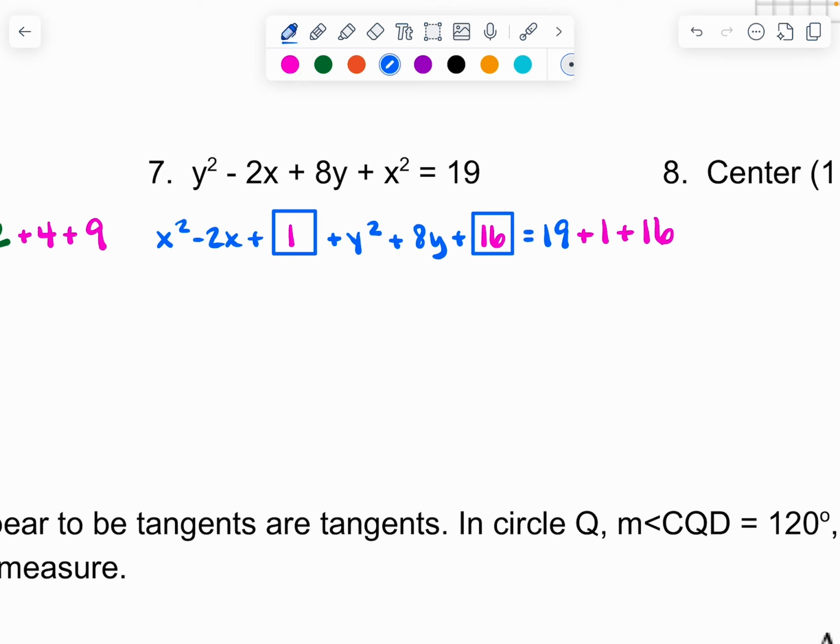Once we have that done, now we're kind of home free, right? Because now we're just going to factor these nice, pretty trinomials that we just created. If we factor x squared minus 2x plus 1, we're going to get (x minus 1) times (x minus 1).